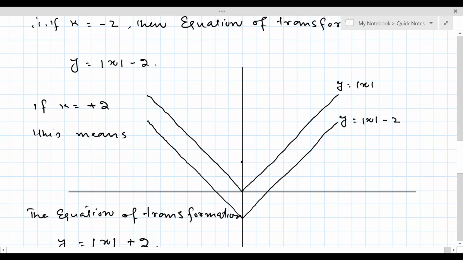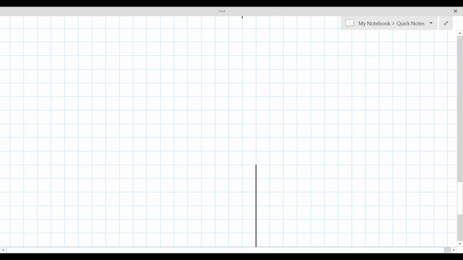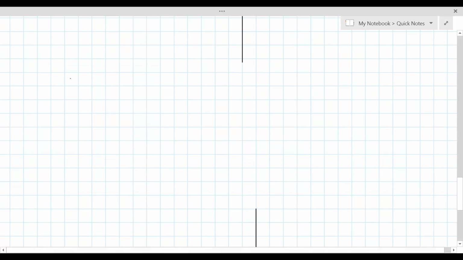So we can again draw the graph, just keep the V shape intact, and there we can draw the graph. And for the other side, this will be the shape of the graph. So this equation is y is equal to mod of x plus 2. And now for third scenario, where we need to illustrate the stretch.